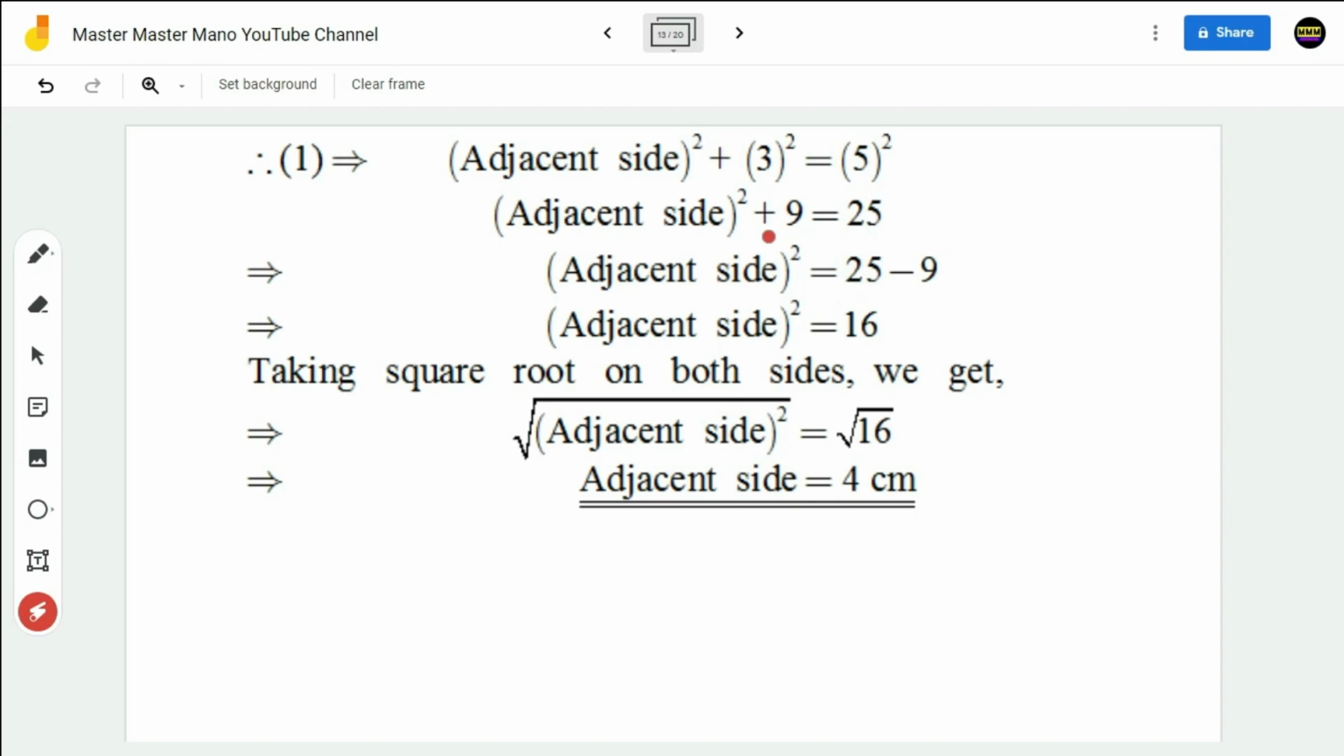When this plus 9 goes to the right hand side of the equation, it will be minus 9. Now on the left hand side we have adjacent side square, and on the right hand side we have 25 minus 9 is 16. Taking square root on both sides, we get root of adjacent side square equal to root of 16. Root of adjacent side square comes out as adjacent side, equal to root 16, which comes out as 4 centimeter. Thus we have found the length of the adjacent side as 4 centimeter by Pythagoras theorem.